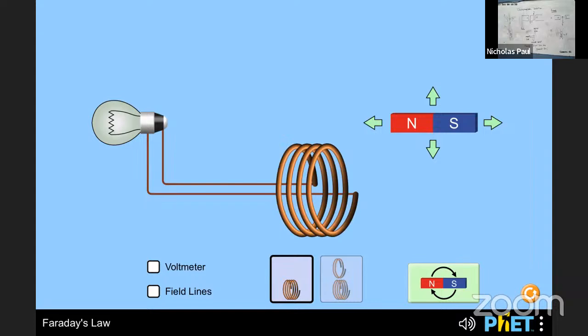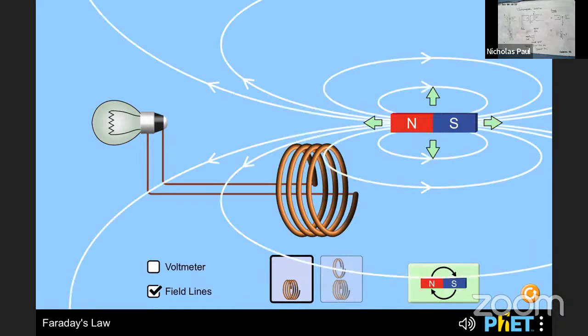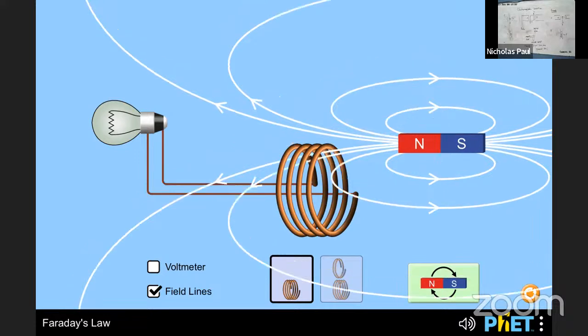All right, so watch here. So here's what Faraday said. Watch your magnetic field lines around the magnet. Y'all seen it? Is there any electrical energy in that circuit there? Nothing, right? So the bulb is not lighting. Watch this here.